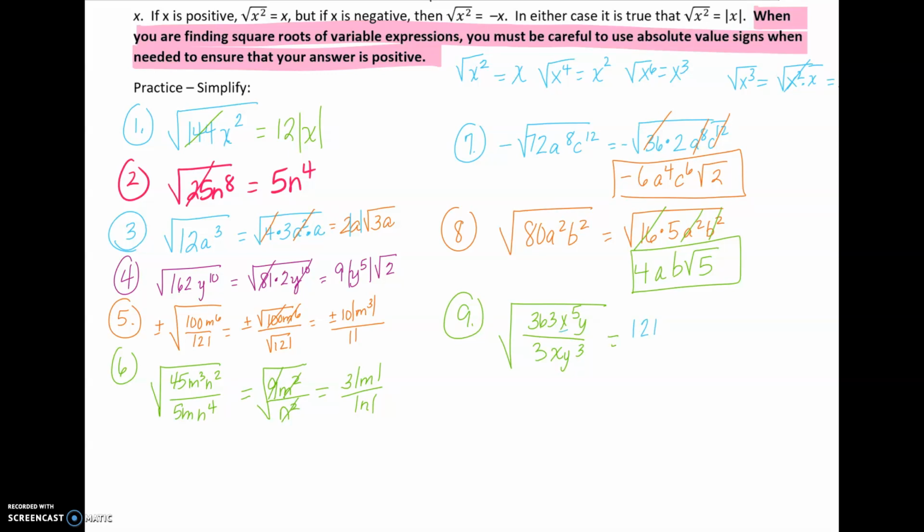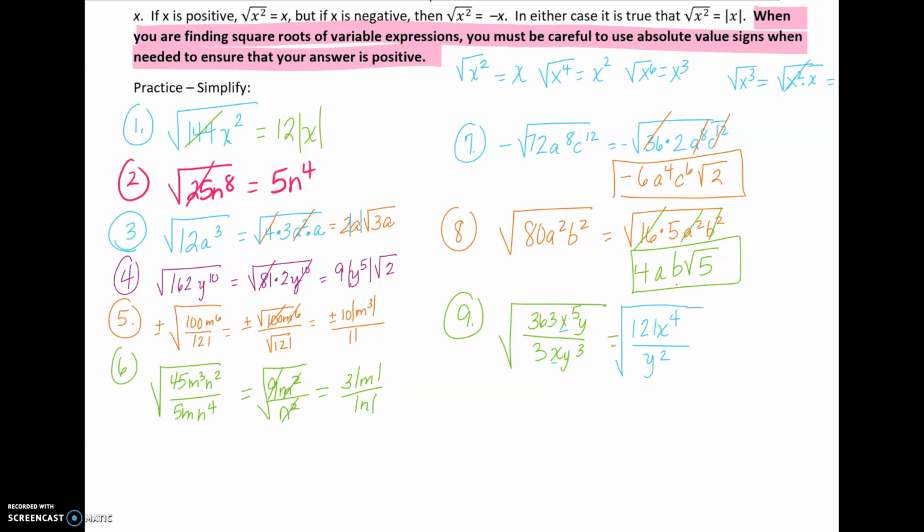I look at my x's. Do I have more in the numerator or the denominator? I have more in the numerator. How many more? 4. How about my y's? More in the numerator or the denominator? Definitely the denominator. I have 2. Remember, this is still under the radical.